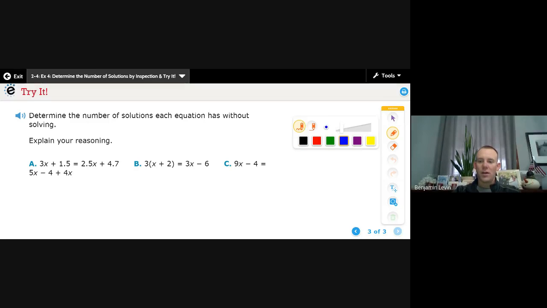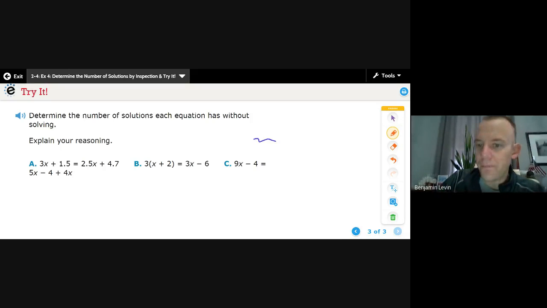So I'm going to pick a color here. Make it a little smaller. Let's make it that. All right, cool. So we need to figure out whether there are no solutions, infinite solutions, or one solution. Let's look at A. And they put this down. I don't know why this stuff goes over here, so I'm just going to rewrite it.